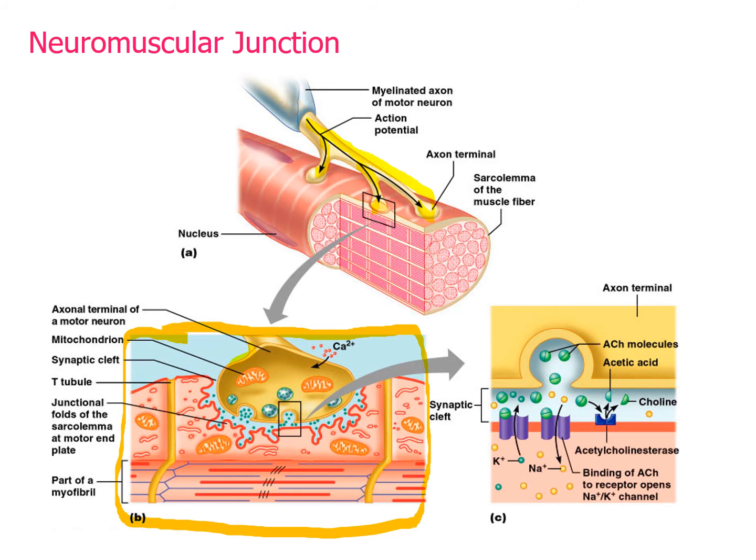On that motor end plate, what you have are these receptors, which are also acting as channels. So when the acetylcholine binds to the receptor, the channel opens and sodium and potassium can pass through.